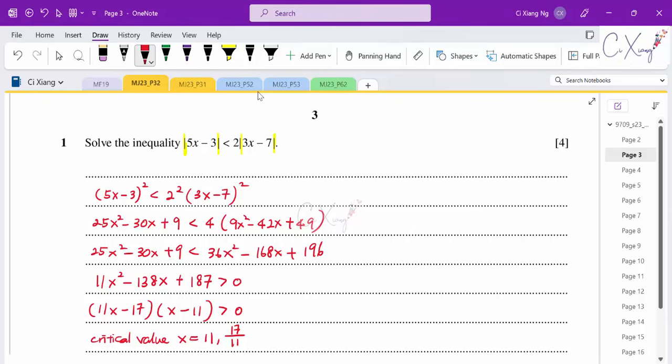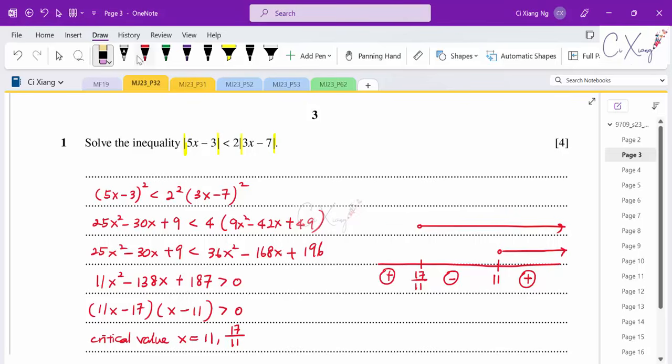Okay, then to decide the answer for the inequality, you can use many other ways to solve it also. For me, I'm using the number line. 11 is the bigger number, so 11 is here. 17 over 11 is smaller, so it should be somewhere here. So draw the arrow, the bracket, 11x minus 17, right? Positive means that I have this line. Then for the bracket x minus 11, to make it positive, I'm having this line, right? Then I'm having a plus, minus, then plus here.